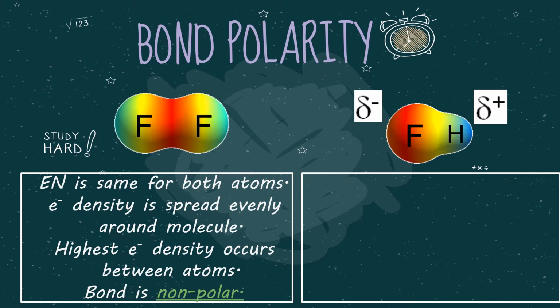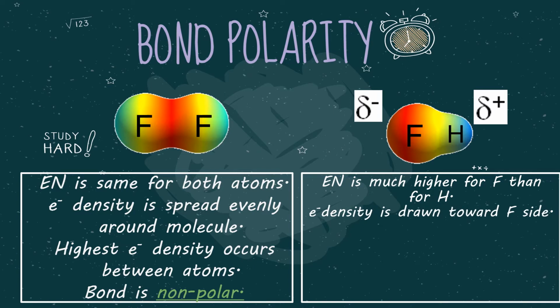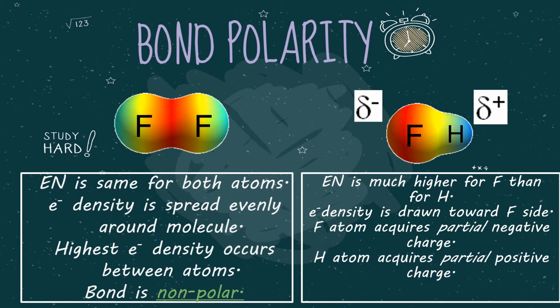And for hydrogen fluoride molecules, as you can see, the electron distribution is higher for fluorine and smaller for hydrogen because fluorine is more electronegative than hydrogen atom, so it pulls the bonding electrons toward itself. So fluorine atom acquires a partial negative charge and the hydrogen atom acquires a partial positive charge. So we say that the molecule of HF has a polar bond.